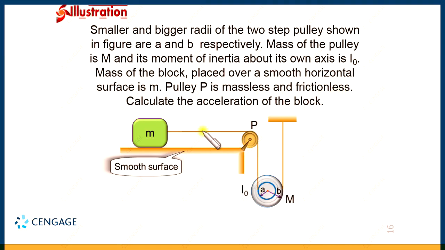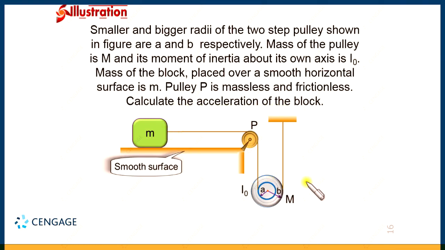Again, we need not consider the rotation of this pulley. That means the tension on this part and this part will be the same, but the tension on this part of the string and this part of the string will be different, because moment of inertia, mass and size are given. That means this pulley will rotate. And in this question, we need to calculate the acceleration of this block.